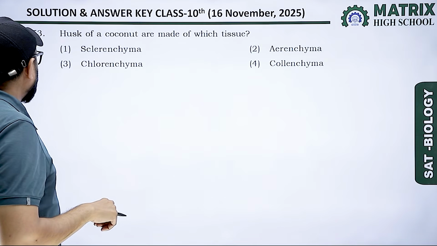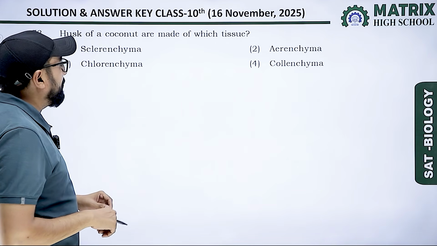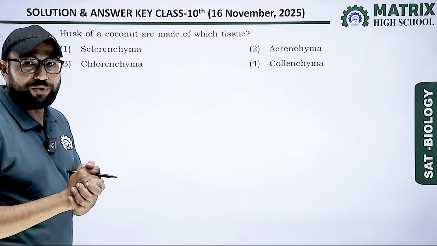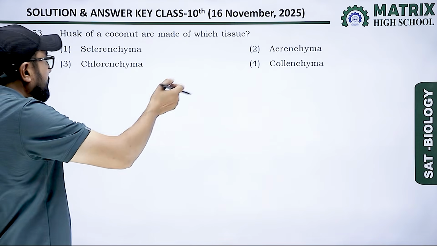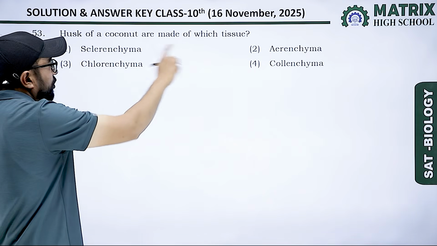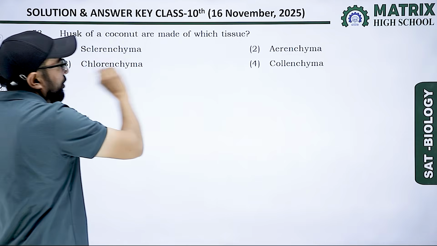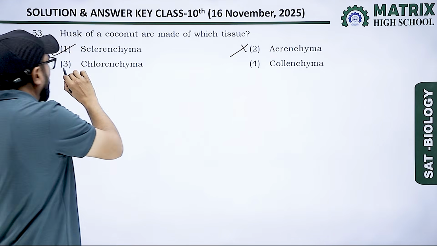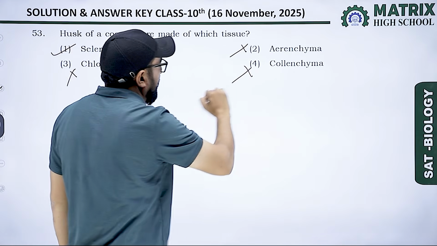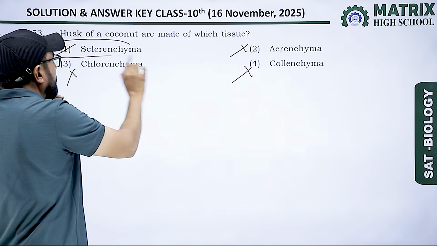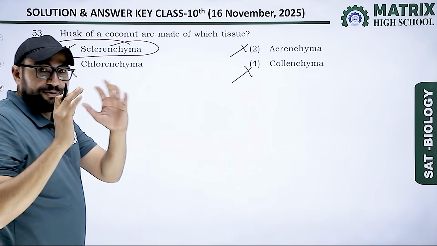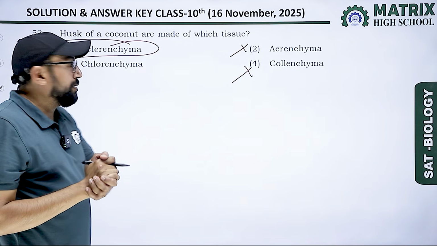Next, the husk of coconut is made up of which tissue? The hard husk of coconut is formed by sclerenchyma, not by parenchyma, chlorenchyma and collenchyma. Sclerenchyma is present on the outer surface of the coconut.